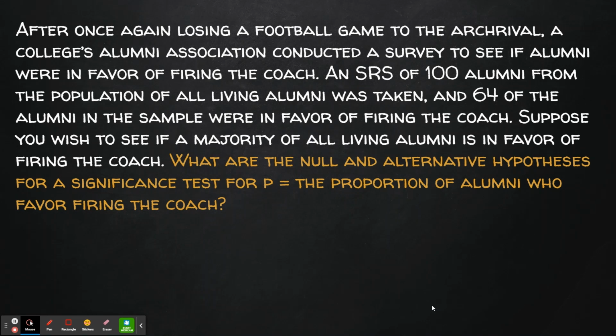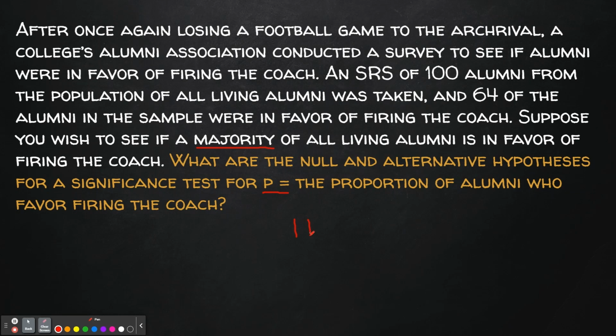What are the null and alternative hypotheses for a significance test for p equals the proportion of alumni who are in favor of firing the coach? Well, here we're looking for a proportion, and we're told that we're seeing if a majority of the alumni are in favor of firing the coach. So a majority would be more than 50%.